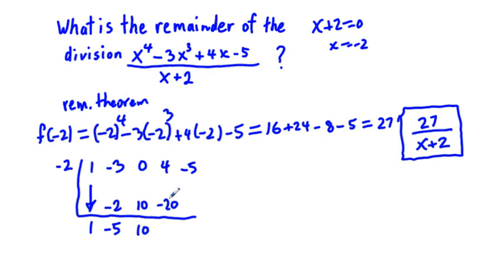4 plus negative 20 is negative 16. Negative 2 times negative 16 is 32, and negative 5 plus 32 is 27. So by this mechanism, we also get our remainder of 27 over our divisor x plus 2. Okay, so just make a choice. Either method would be great.